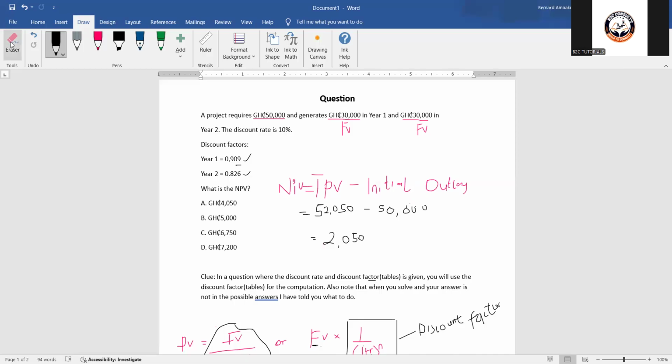Assuming that we have the same question, okay, we are going to assume that we have the same question without a discount factor. How do we go about it? Same question without a discount factor in the question. How do you navigate around it? Okay.